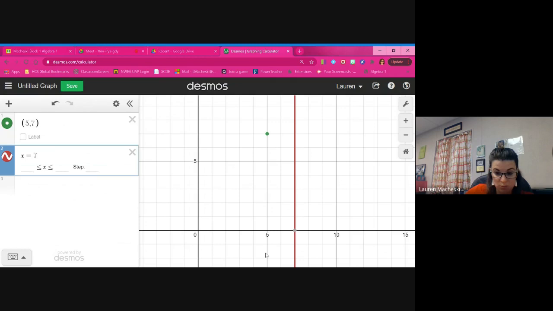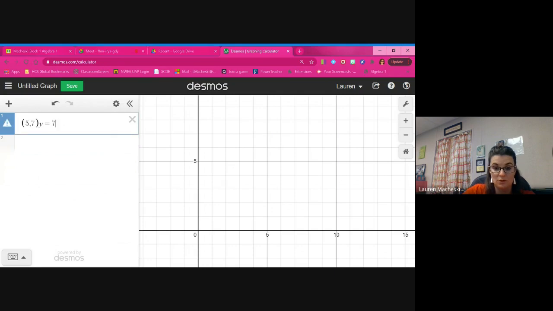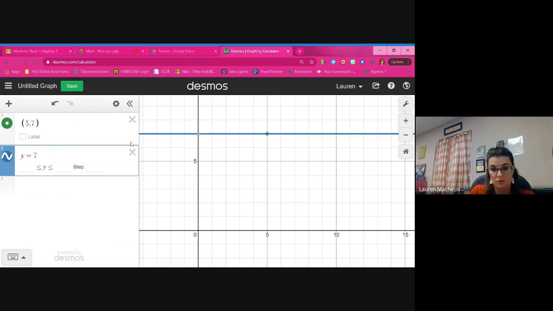And the very last one is y equals 7, which you can see is a vertical line, and it touches that green point there at (5, 7). Okay, so if you remember nothing about that, be smart. A calculator does a lot for you. Let it do it.